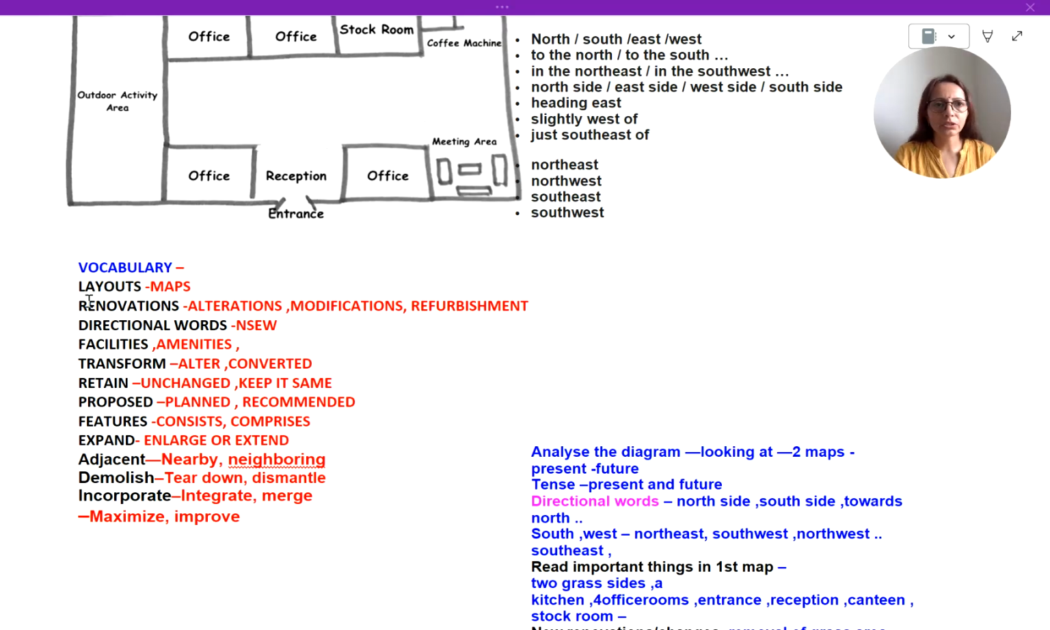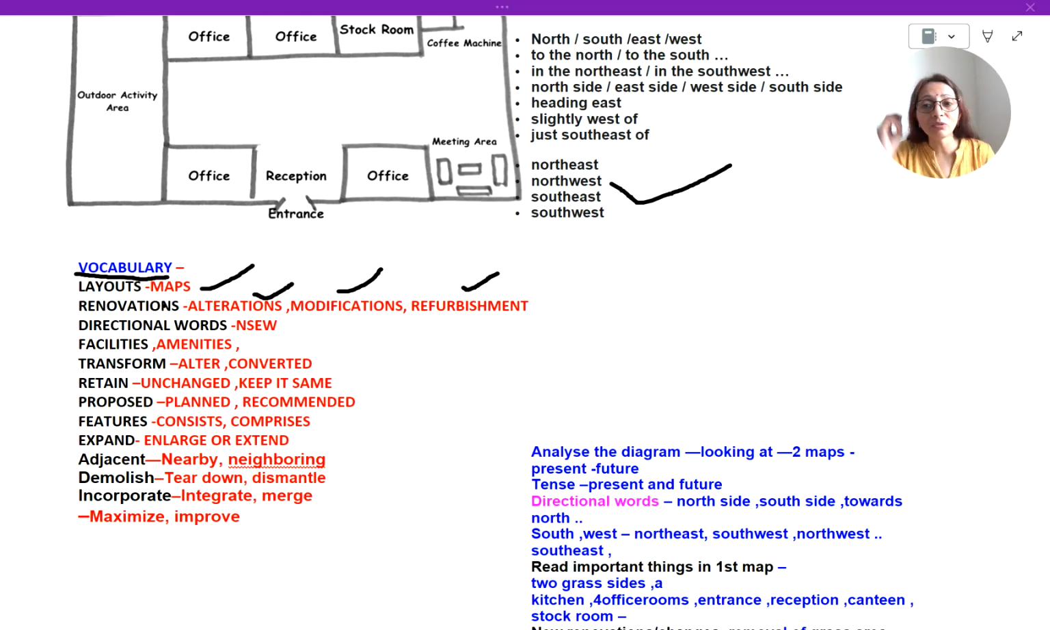So these are directional words that I have shown to you. Now, here in vocabulary you can see layouts. We can use the words maps and plans. Also, for renovations we can use alteration, modification, refurbishment. It means every time we will not be using the same word.